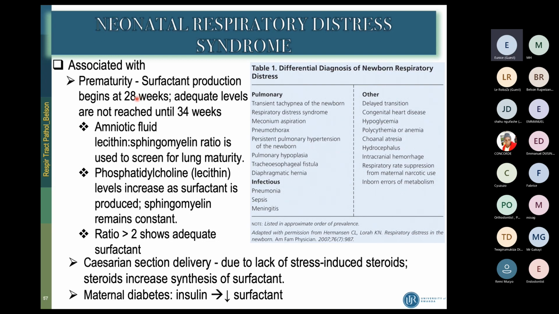So that's why 28 weeks is like 6 and a half months. So here they're explaining how these surfactants are produced and what they do, and the consequences of not having enough surfactant, as we saw.